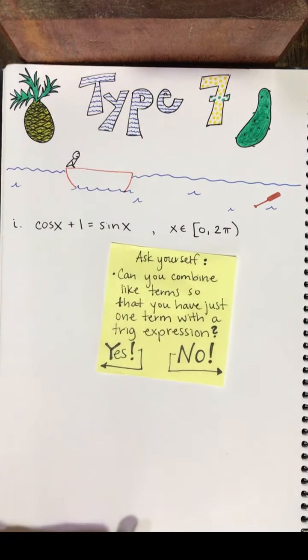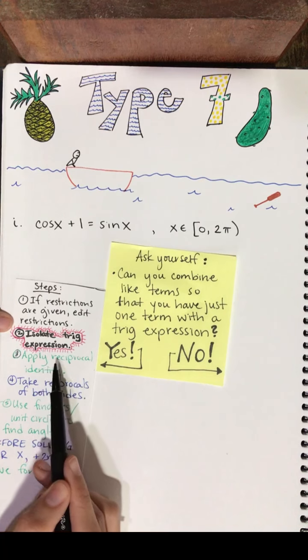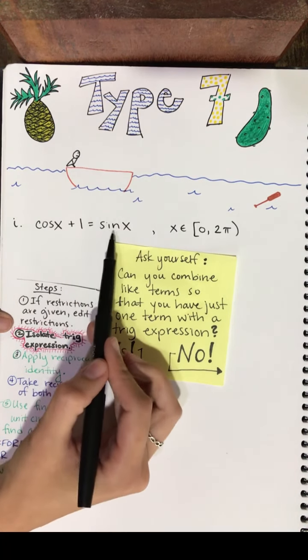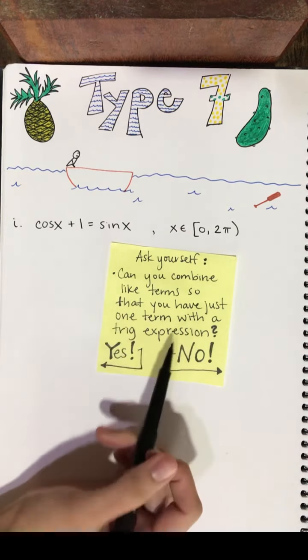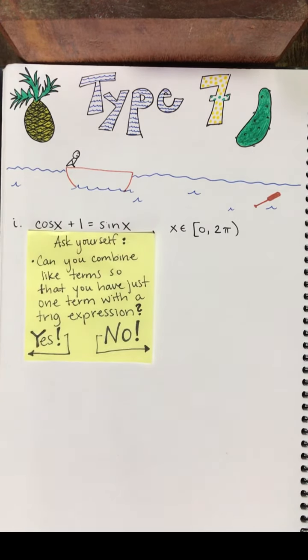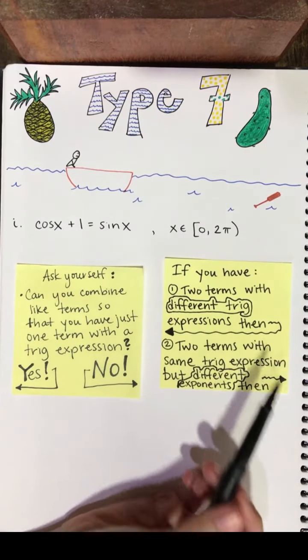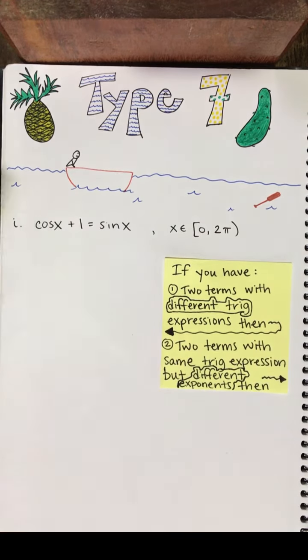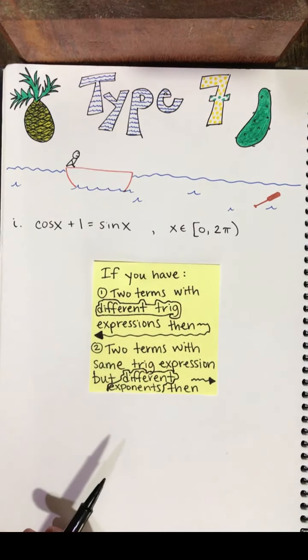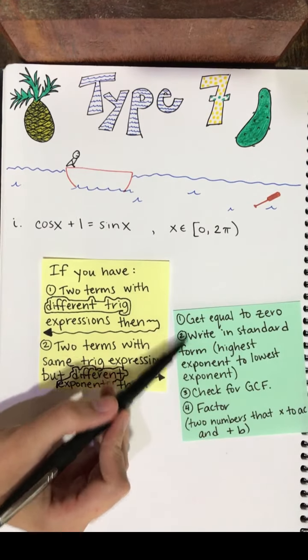First step, ask yourself, can you combine like terms? If the answer is yes, then go ahead and isolate that trig expression. However, we've got cosine and sine. Those are two different trig expressions, so we cannot combine them. So the answer is no. So then we've got to ask ourselves again, do we have different trig expressions or do we have different exponents? Same trig expression but different exponents. If just the exponents are different, then we can go the factoring route.